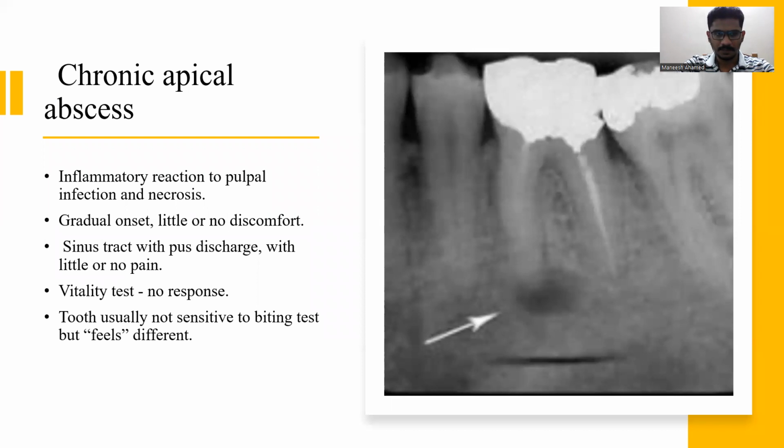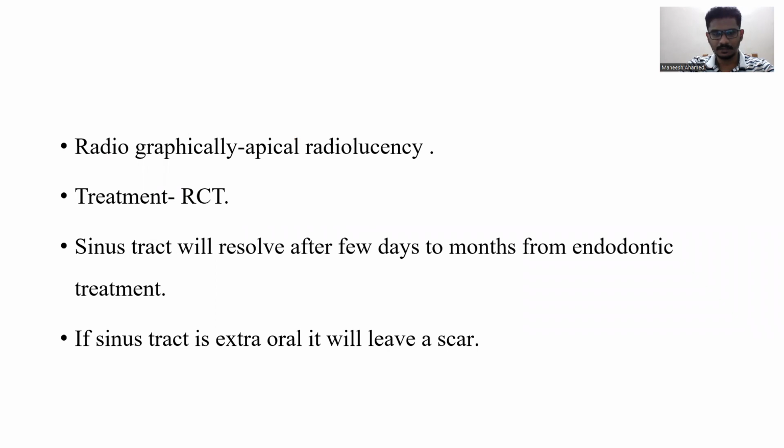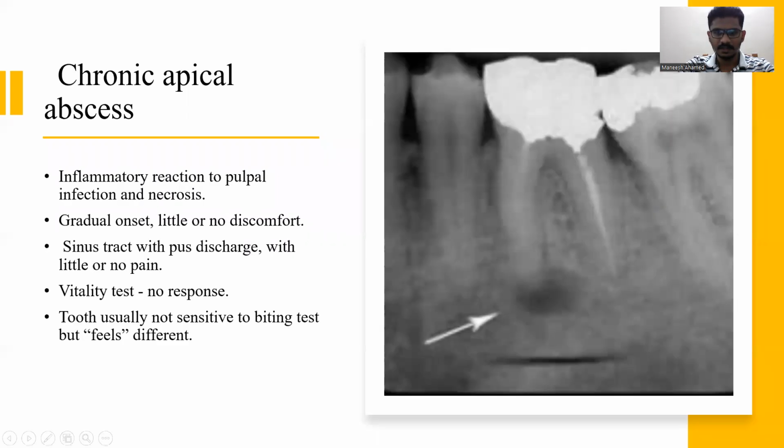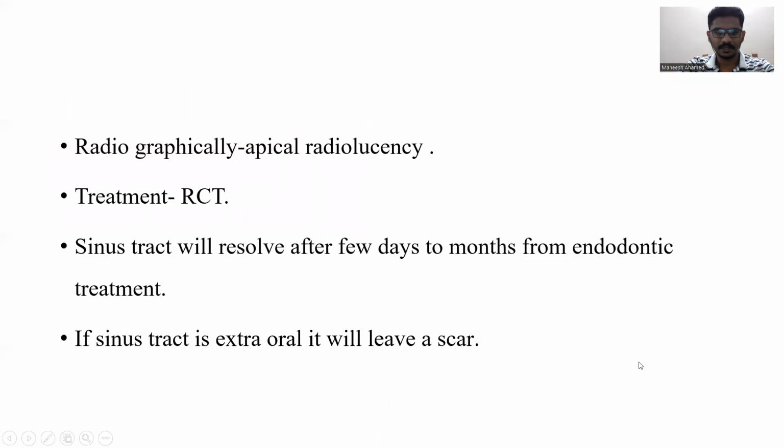Then we have chronic apical abscess, an inflammatory reaction to pulpal infection and necrosis, which is gradual in onset with little or no discomfort. A sinus tract with pus discharge is usually a sign, with little or no pain. For the vitality test, there's usually no response. The tooth is usually not sensitive to the biting test but feels different. Radiographically, apical radiolucency will be seen, as you can see in this picture. This is the periapical abscess. It's a diffuse radiolucency. Treatment is endodontic treatment or RCT. The sinus tract will resolve within a few days to months after endodontic treatment. If the sinus tract is extraoral, it will leave a scar.